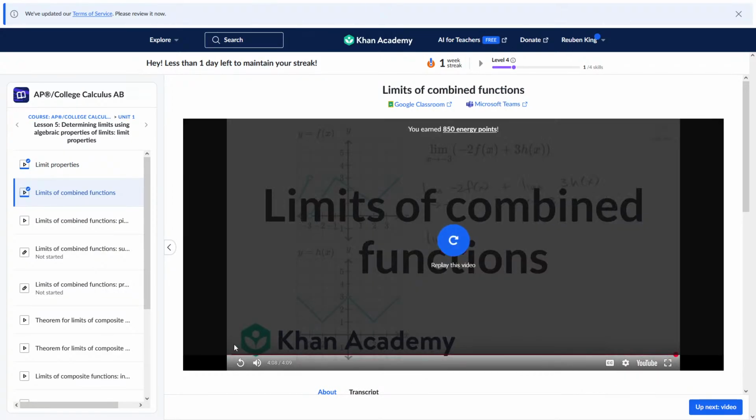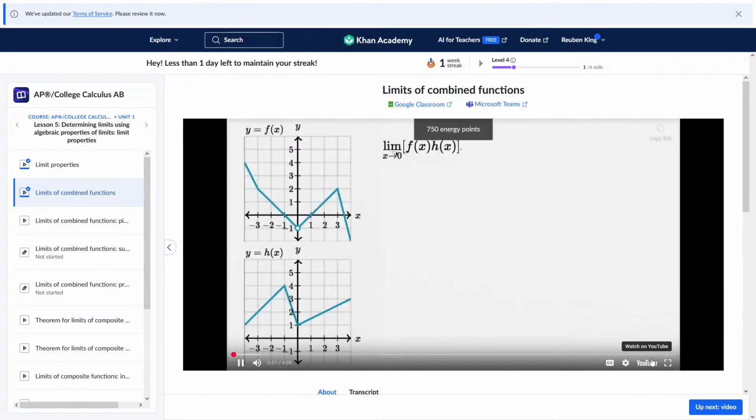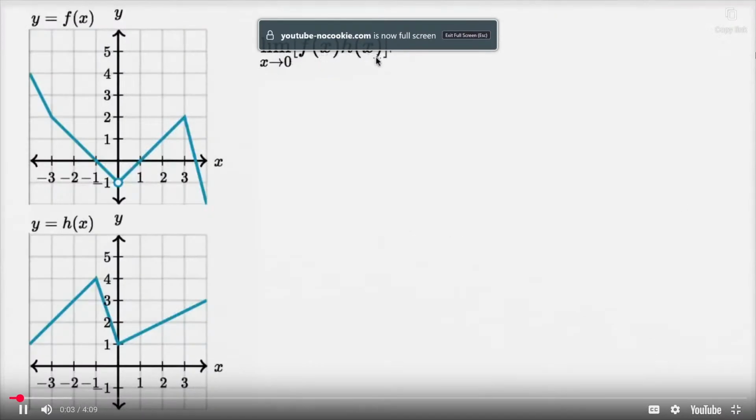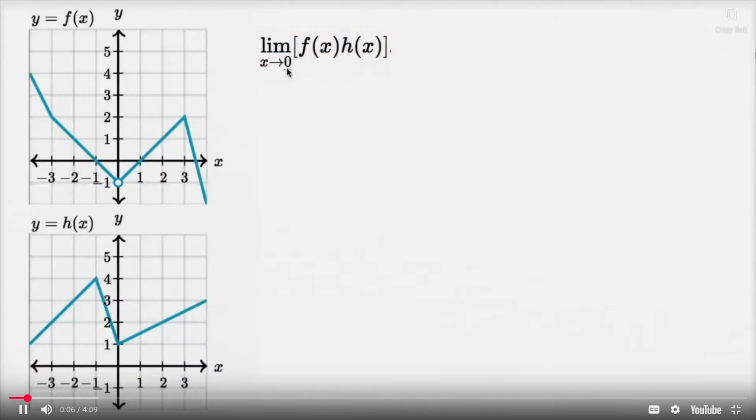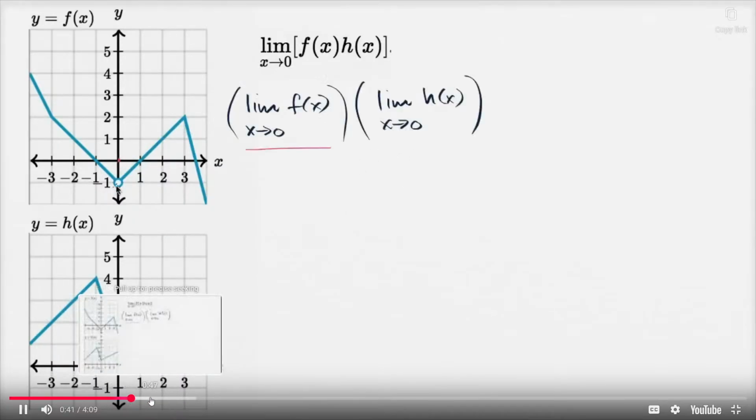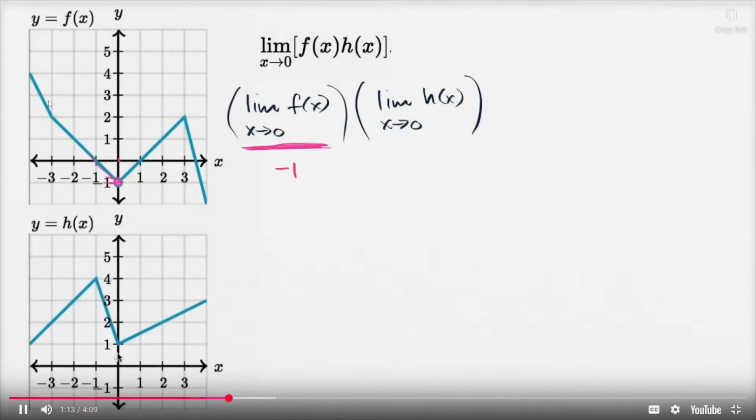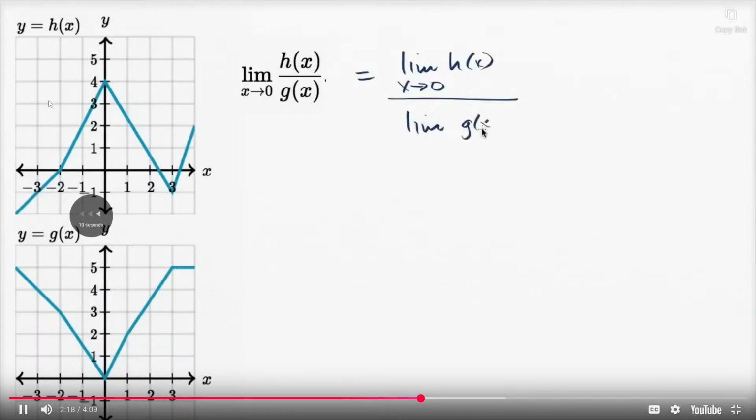Or I guess not. I guess we watched this on the last stream, but let's find the limit of f of x times h of x as x approaches 0. Hold on, let's do this. For f of x as x approaches 0, that's going to be -1, and then times h of x as x approaches 0, it's going to be 1. So it's going to be -1. Let's see graphically. Are we right? We are. Oh, I'm so good.